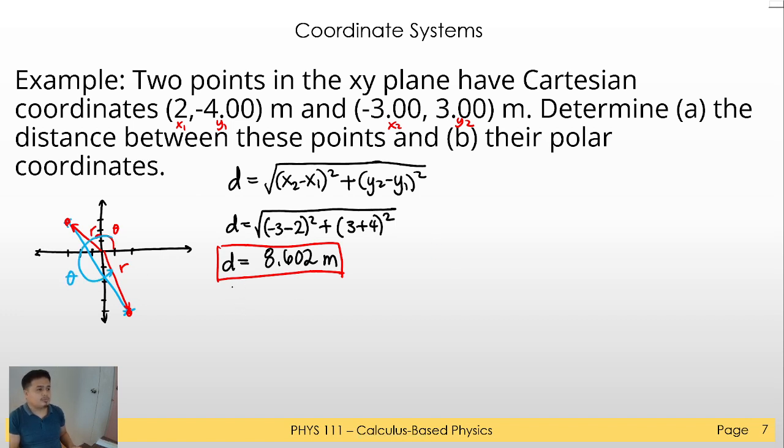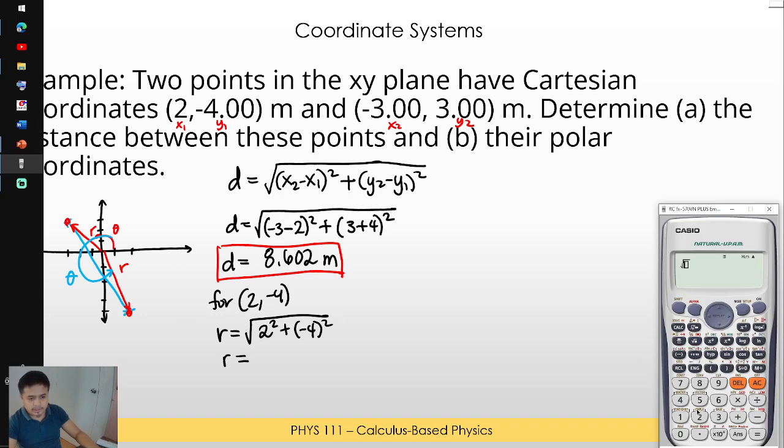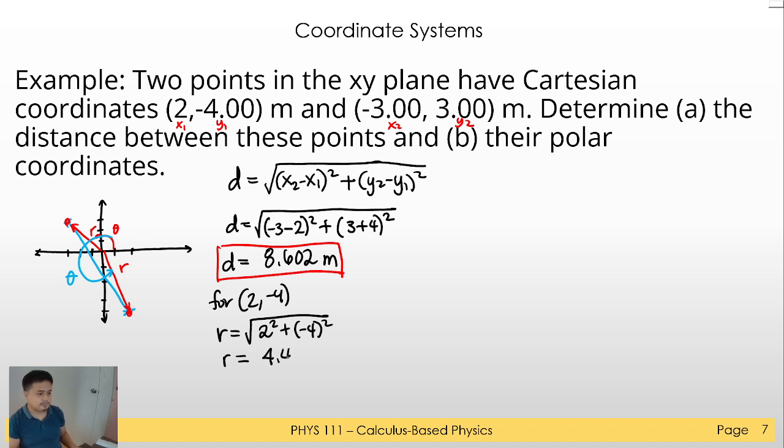So to find for the first point, for 2 and negative 4, we have R is equal to the square root of 2 squared plus negative 4 squared. That is equal to, let's calculate. So I'll just omit the negative sign since this will just cancel out. So we have 2 square root of 5 or 4.472 in meters. Okay. And then for theta, so for the theta here, we have this theta.